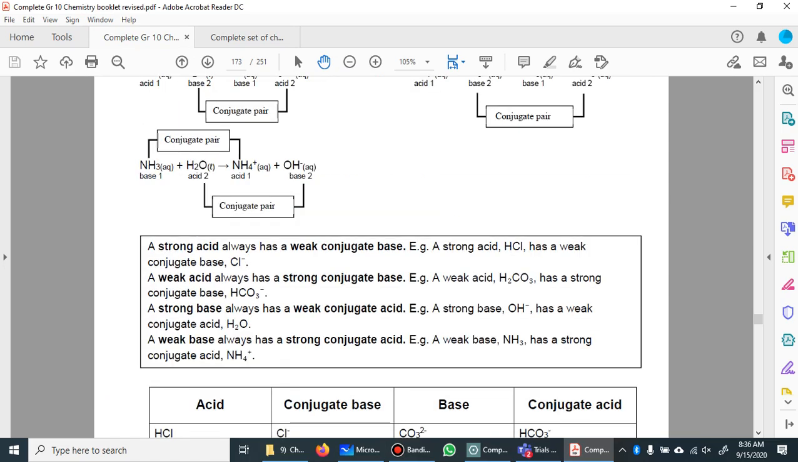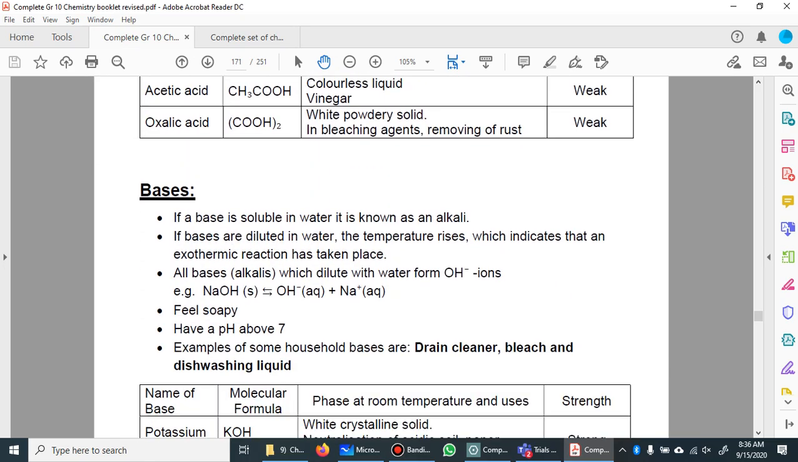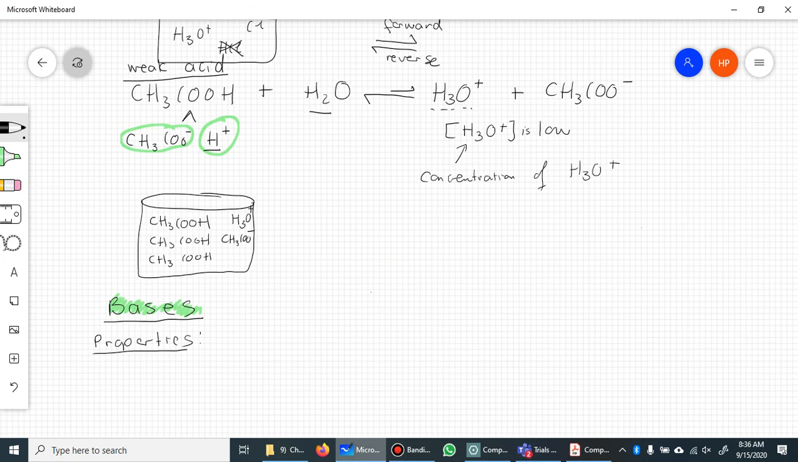Okay, what are some properties of bases, guys? Some common bases that we find. What are some of the properties? Anything you can think of from last year? They feel soapy. Nice. That's a good one. They feel soapy when you touch them.